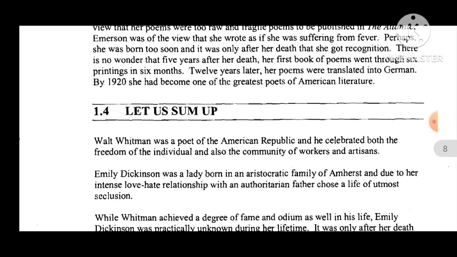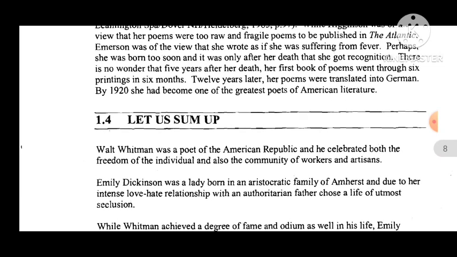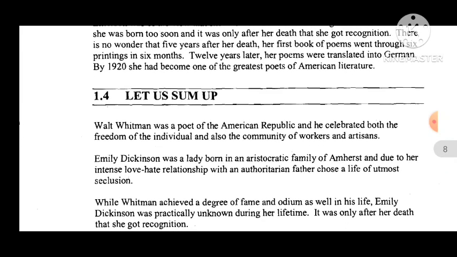There is no wonder that 5 years after her death, her first book of poems went through 6 printings in 6 months. 12 years later, her poems were translated into German. By 1920, she had become one of the greatest poets of American literature.